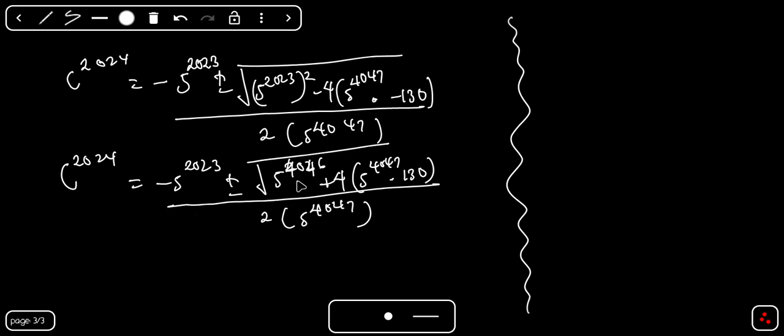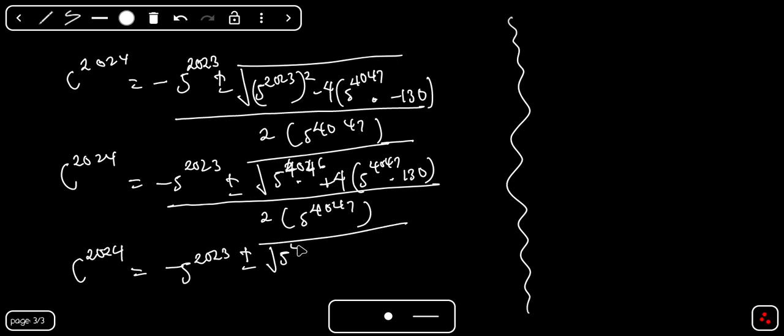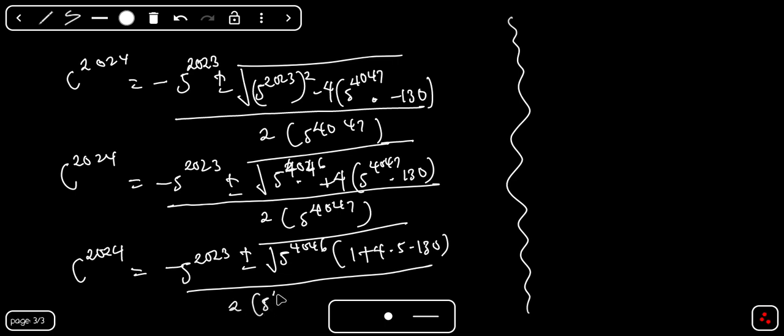If you look at the inside of the square root, I can factor out 5 raised to the power of 46. If I do that, I'm going to have c raised to the power of 2024 equals minus 5 raised to the power of 2023, plus or minus the square root of 5 raised to the power of 4046, into bracket 1 plus 4 multiplied by 5 multiplied by 130, then everything over 2 into bracket 5 raised to the power of 4047. Okay, so let's move on.